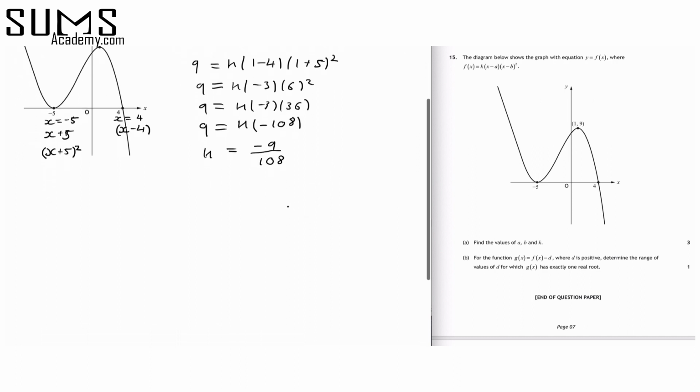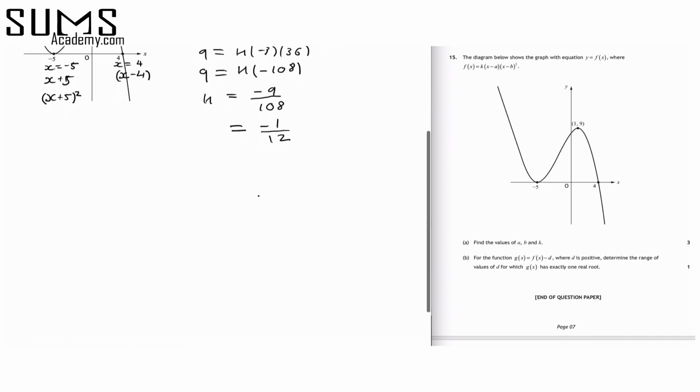Now you need to be careful that this is actually simplified down to its simplest form. So does 9 go into 108? 9 times 10 is 90, and then 9 times 11 is 99, and then 9 times 12 is 108. So it does simplify down. So it goes minus 1 over 12. So that's your final expression. Your final expression for f of x is going to equal -1 over 12 with x minus 4 and x plus 5 all squared.